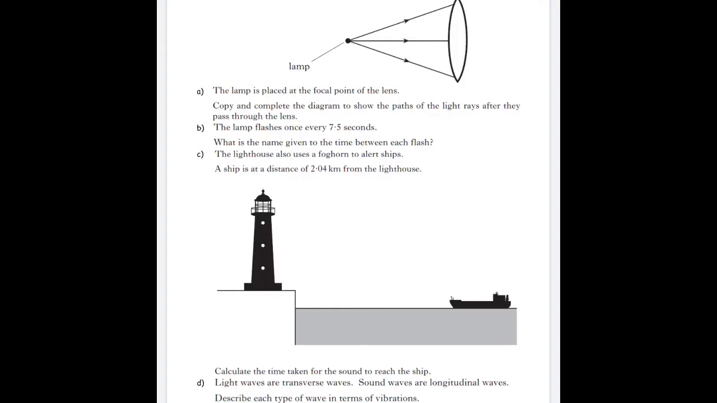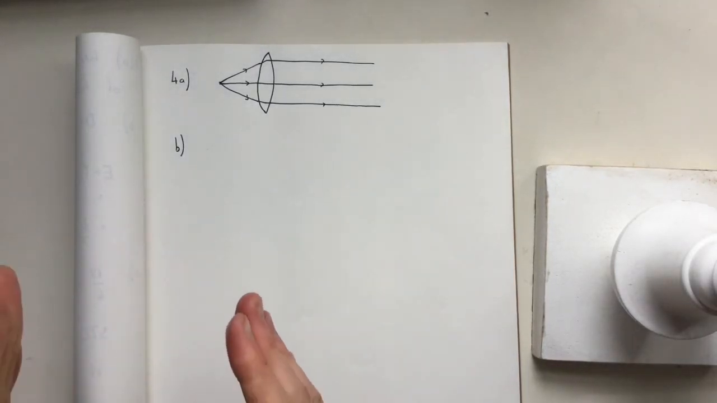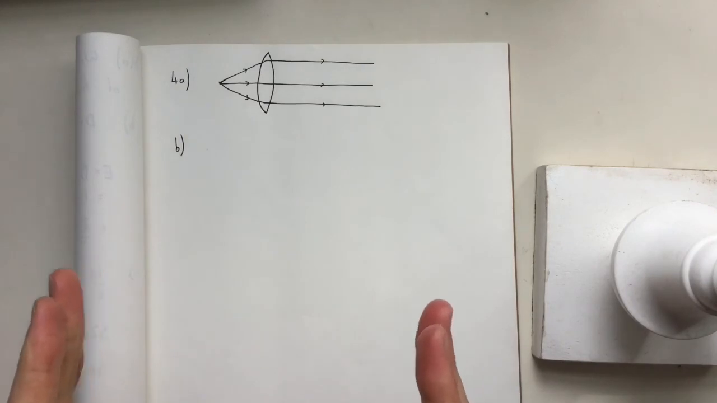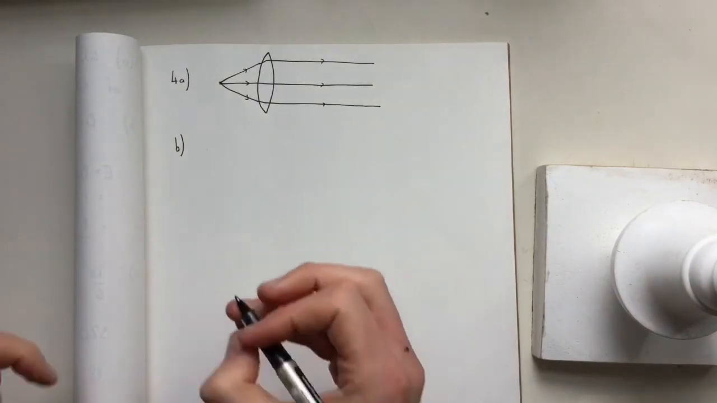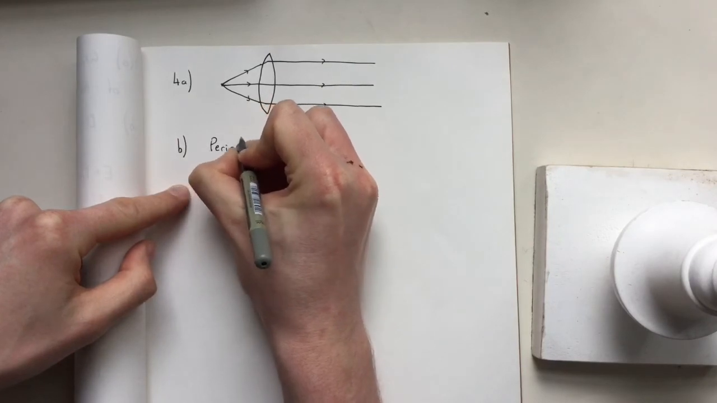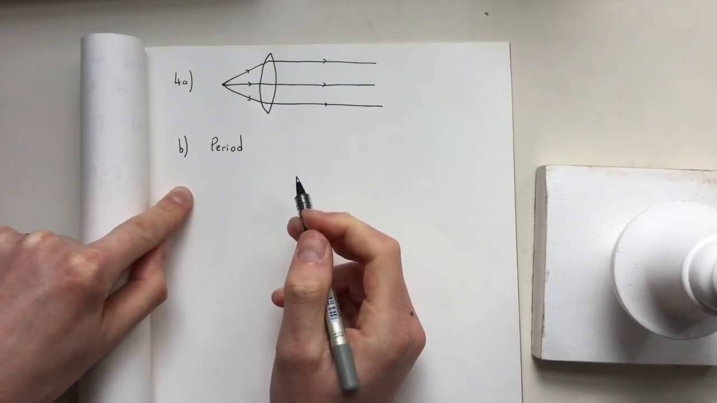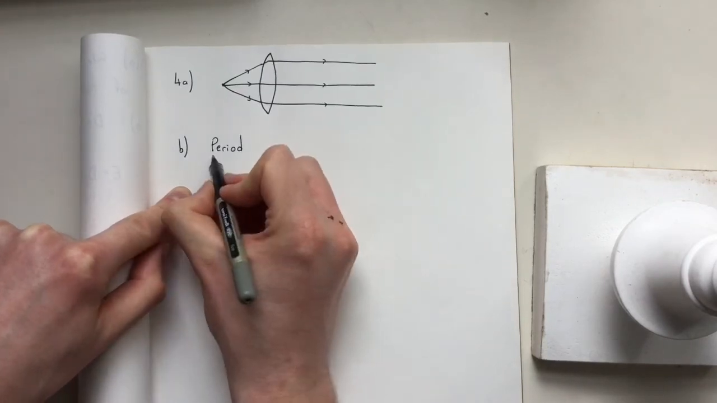Right, B says, the lamp flashes once every 7.5 seconds. What is the name given to the time between each flash? Time between each flash, i.e. time between each wave, and the time between each wave is also known as the period. Okay, so it's almost giving you a wee definition, and you have to figure out what the answer is. So it's actually period.